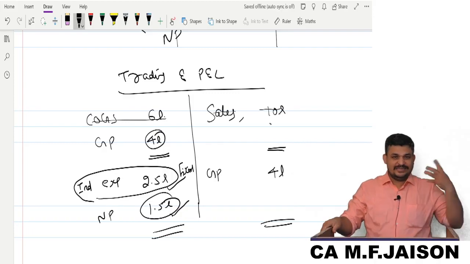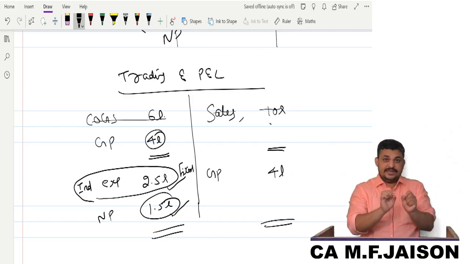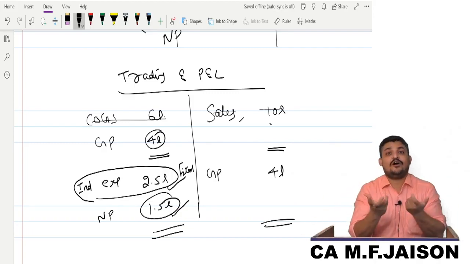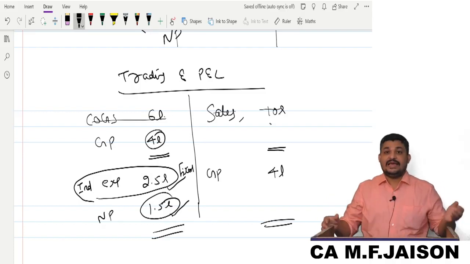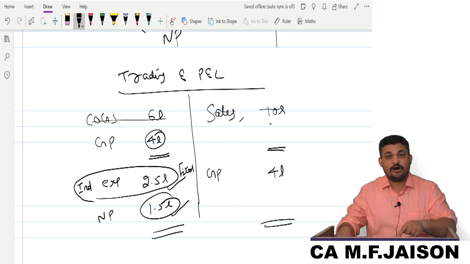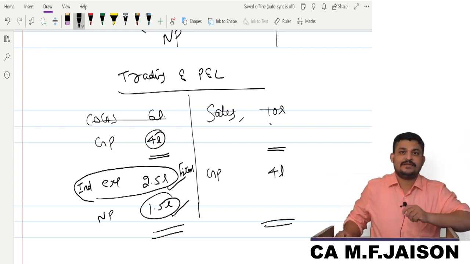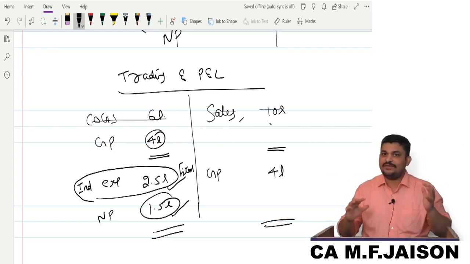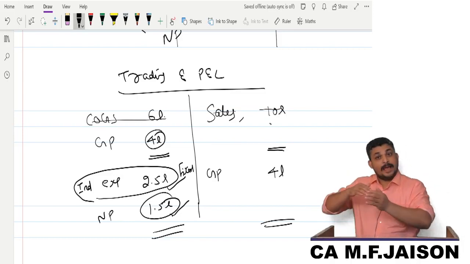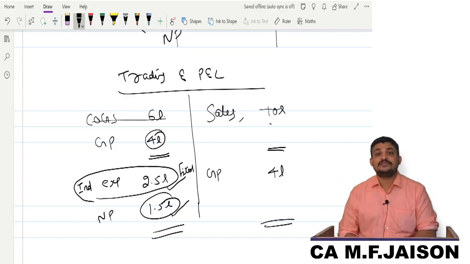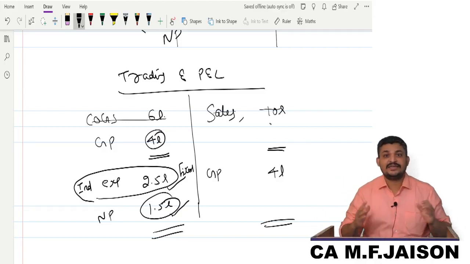Actually, it is not GP or NP. It is NP plus fixed cost. In insurance language, it will be called standing charges. Now slowly I am introducing them. See, like a layman, let us understand this, and then we will introduce insurance terminology. It is called standing charges.